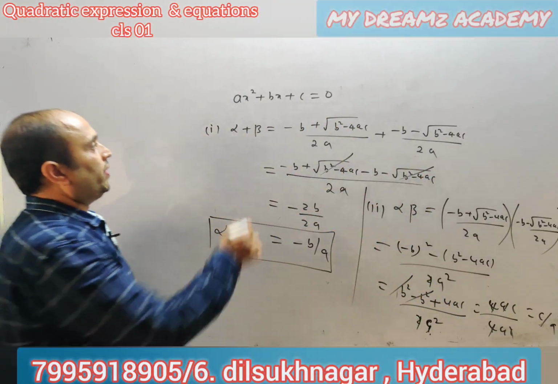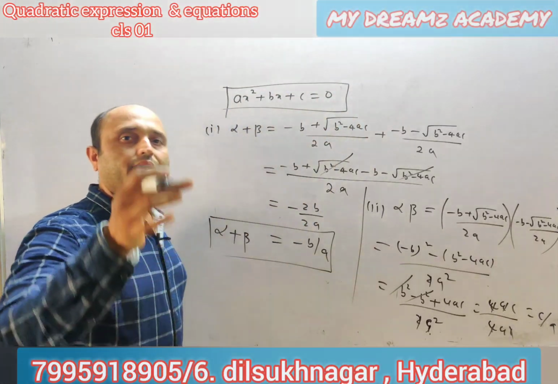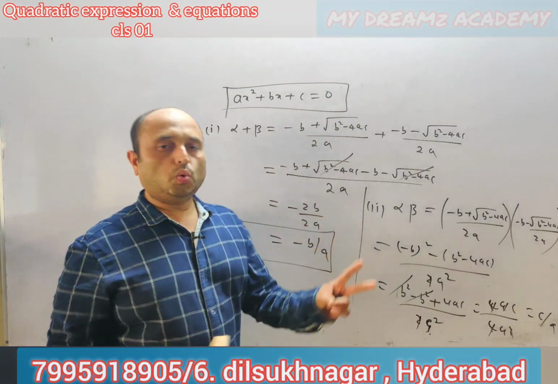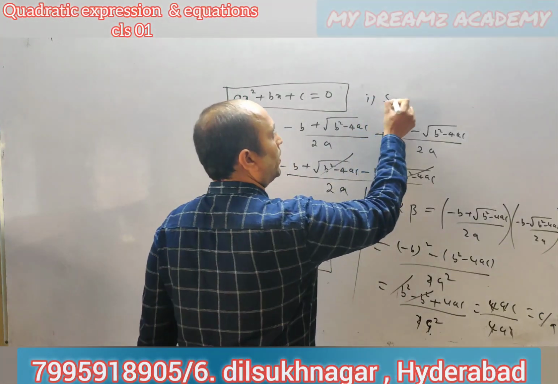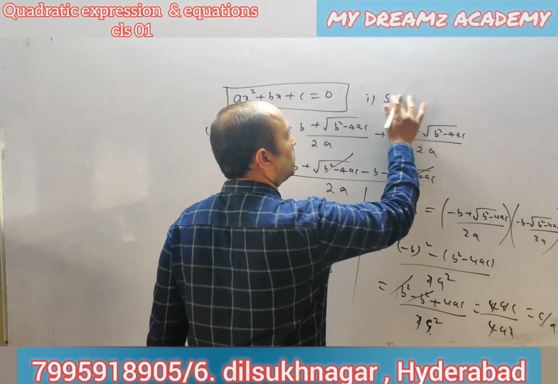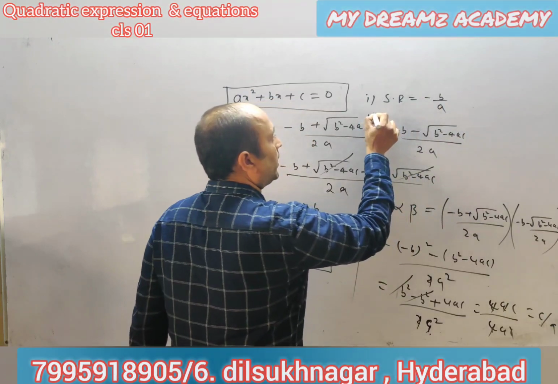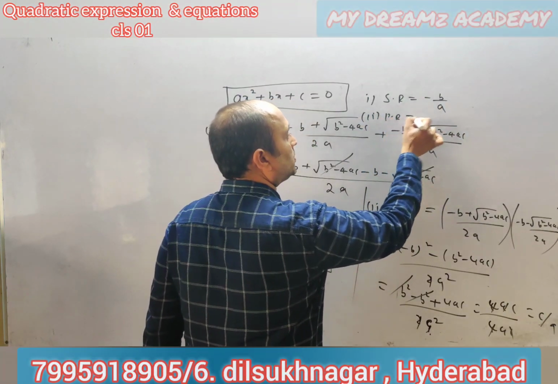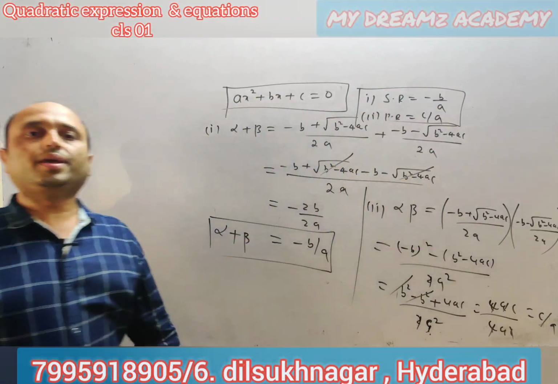So if ax square plus bx plus c is equal to 0 is a quadratic equation, we will get two roots. The first important condition: sum of the roots is equal to minus b by a. The second condition: product of the roots is equal to c by a. These are the important conditions for the quadratic equation.